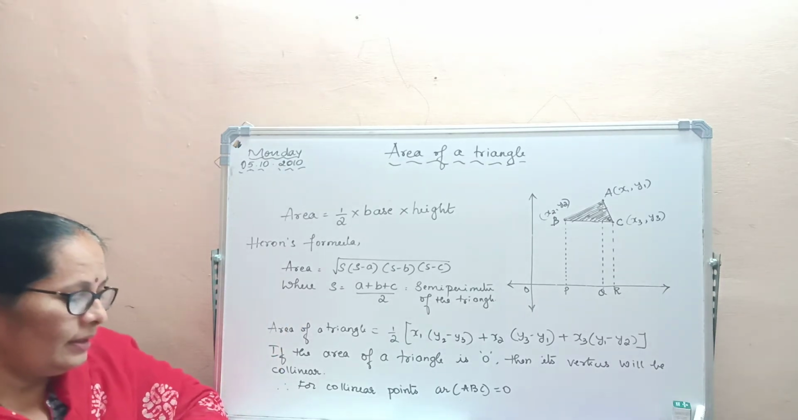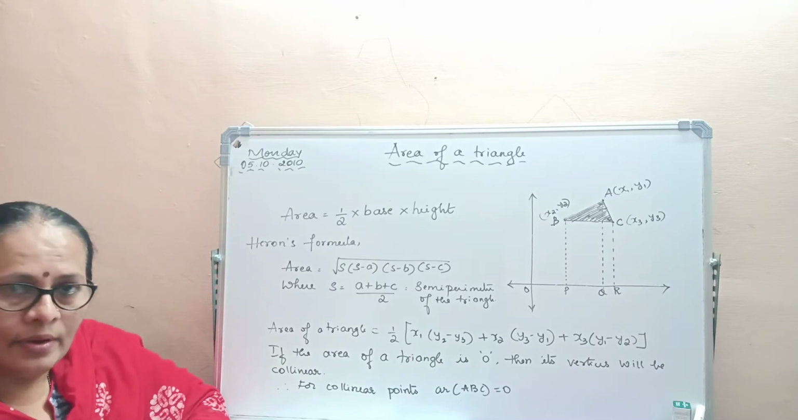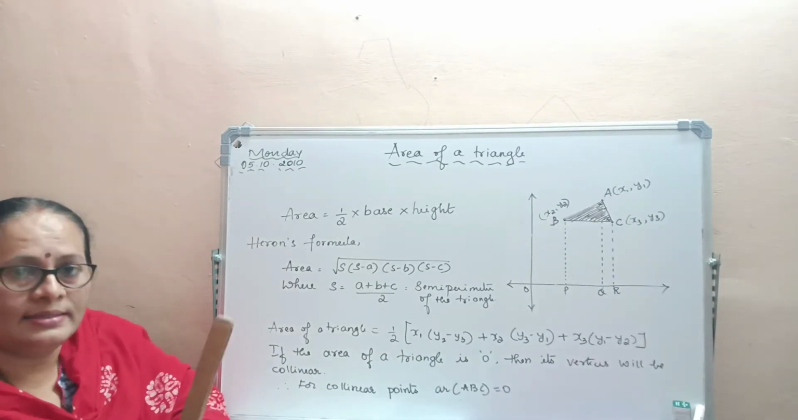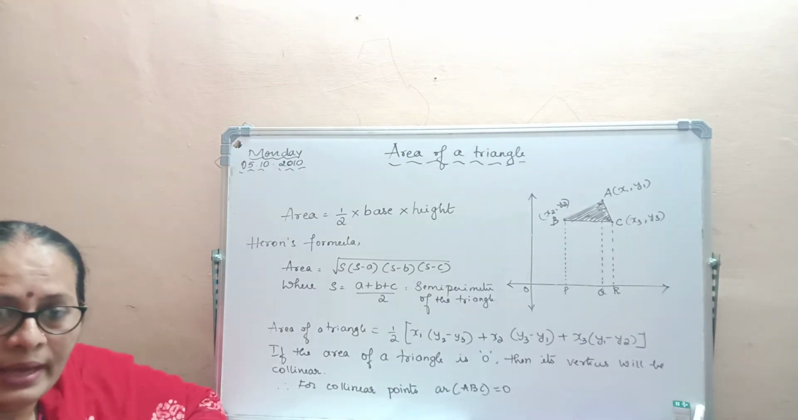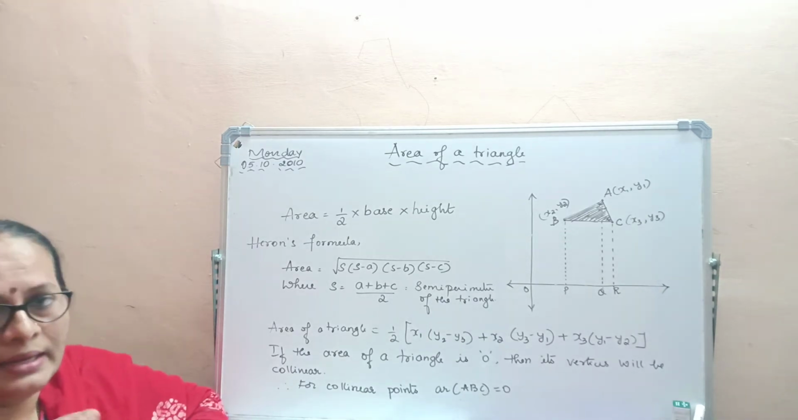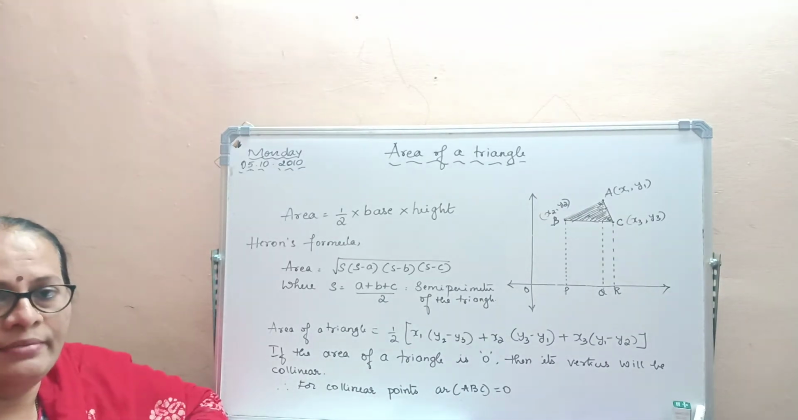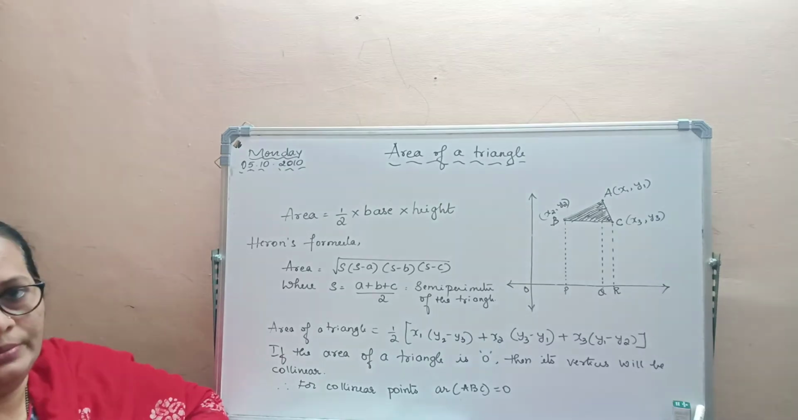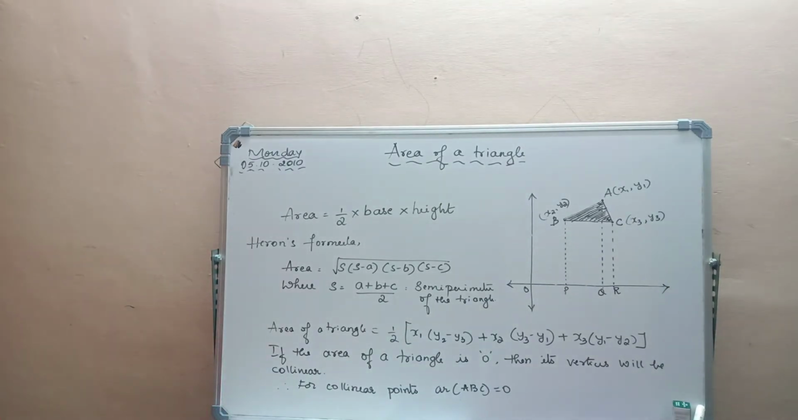Therefore the area of a triangle will always be positive. Suppose our area of a triangle is -2. Then we have to take its numerical value, that is +2. Let us discuss a few examples related to this.